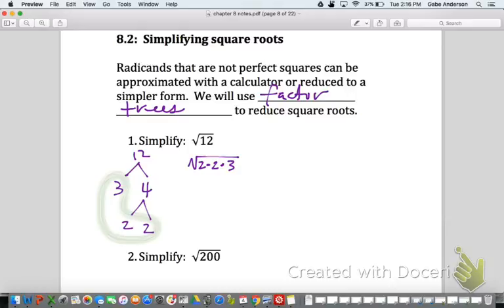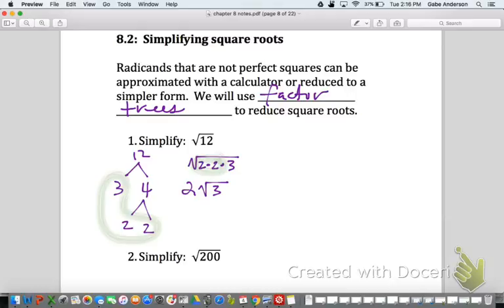And here's how this works. With that pair of 2's, if you've got a pair of 2's on the inside, they can come out of the radical as just a single 2. So this would simplify to be 2 times the square root of 3. Here's what's really happening though. What's 2 times 2? 4. And what's the square root of 4? 2. That's right. So to get the 4 out, it has to be square rooted. That's really what's going on here. So the square root of 4 is 2. So the root 12 is really 2 times the square root of 3.